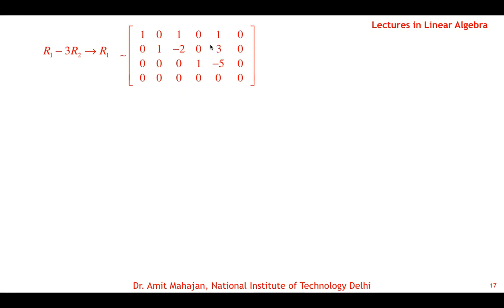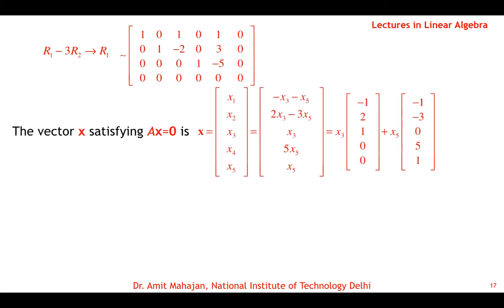x2 is 2x3 minus 3x5 and x4 is 5x5, and we can put the solution x vector as x1 x2 x3 x4 x5, where x1, x2 and x4 we can substitute in terms of x3 and x5. So the vector x satisfying the homogeneous system is x1 x2 x3 x4 x5: x1 in terms of x3 and x5, x2 in terms of x3 and x5, x3 is a free variable, it remains there, x4 in terms of x5, and x5 is a free variable. Then we can decompose it into a sum of two vectors: x3 times the coefficient of x3 plus x5 times the coefficient of x5.